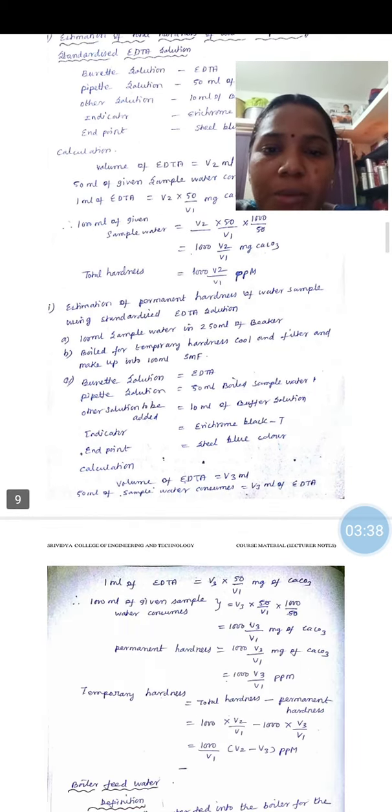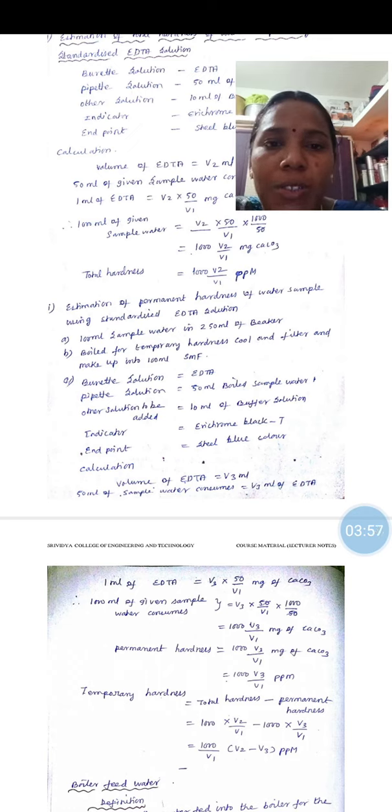The third titration is estimation of permanent hardness of the water sample using standard EDTA solution. You have to prepare boiled water, that means the sample water is boiled for 10 to 20 minutes. The temporary hardness is removed, so the water contains only permanent hardness. The boiled hard water is taken into a small clean conical flask, and then you add 2 to 3 drops of indicator followed by the ammonia buffer solution. The solution becomes wine red.